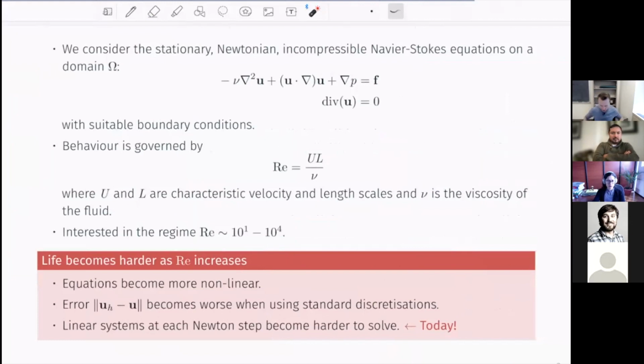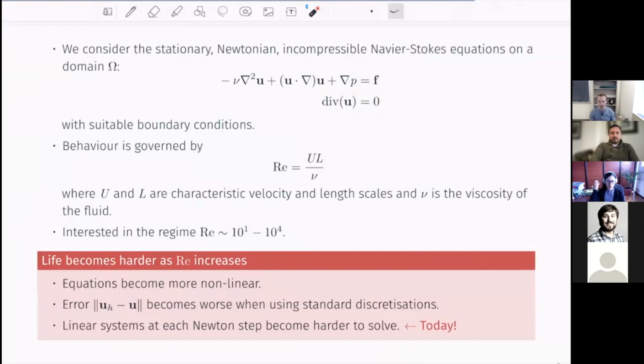Just to set the scene, the equations that we consider are the stationary Newtonian and incompressible Navier-Stokes equations. We have our momentum equations here, with some diffusion and some advection. And then we have this constraint that the divergence of the velocity field should be 0, right? And we assume that we're given some suitable boundary conditions.